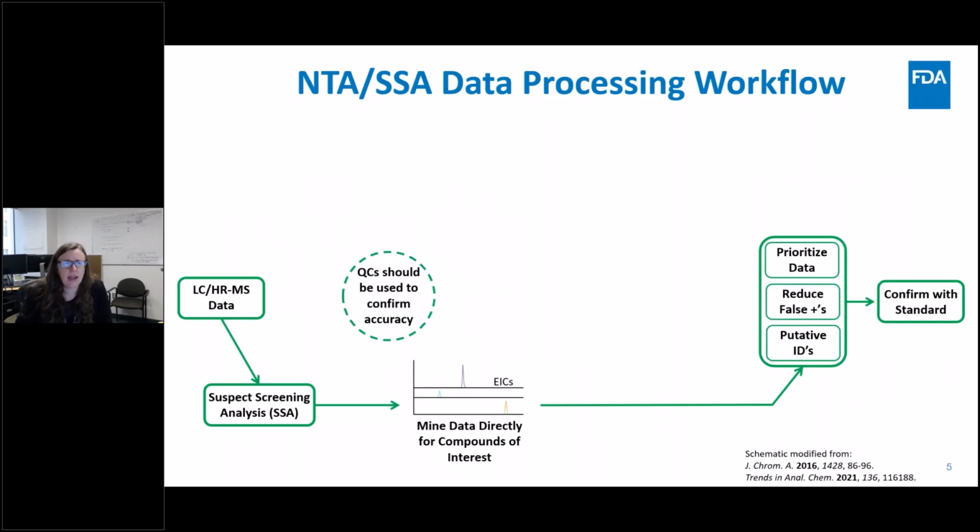Non-targeted analysis data processing is the most time-consuming portion of our work, and so I want to spend a little bit of time talking about what the data processing workflow looks like.